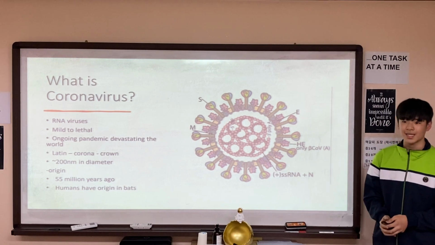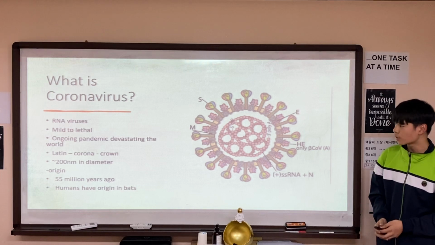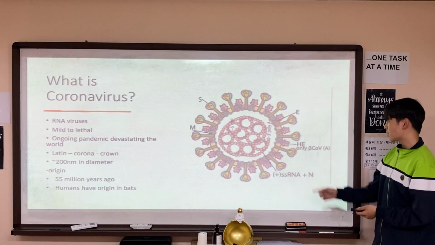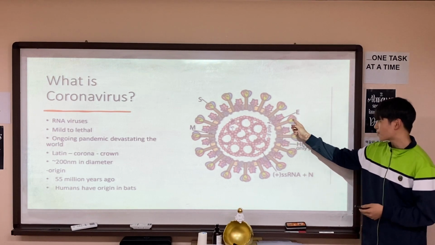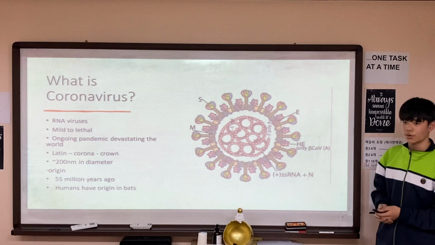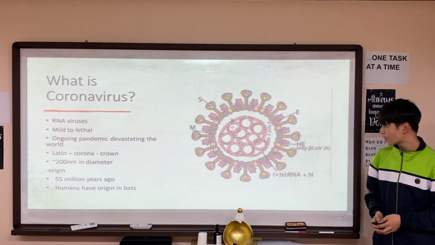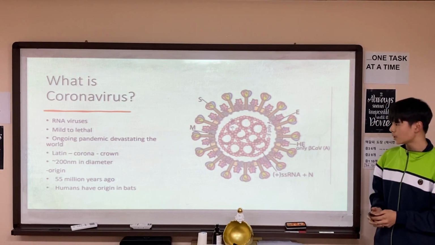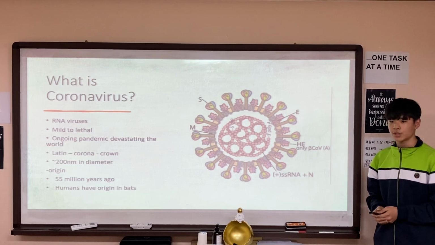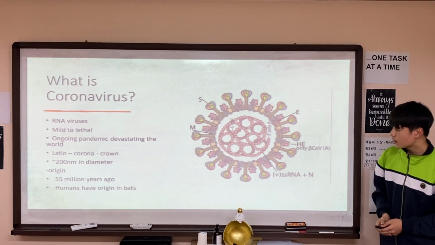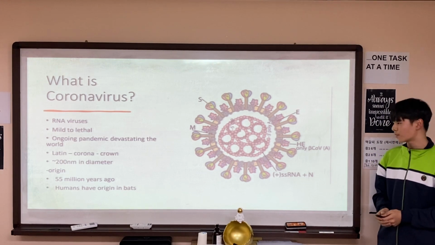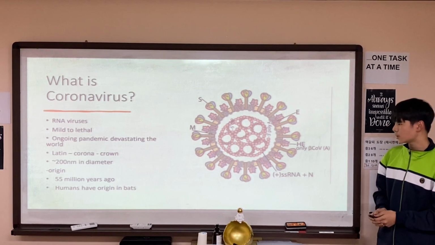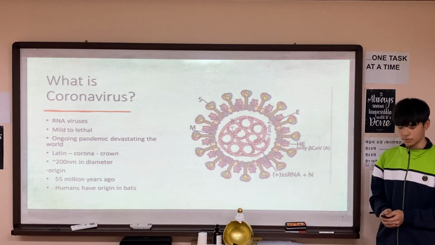As for the etymology of coronavirus, the word corona comes from Latin, meaning wreath or crown. So as you can see in this diagram, the thing that sticks out of this coronavirus particle resembles a crown, so they named it coronavirus. The size of the coronavirus particle is approximately between 80 to 120 nanometer, but in certain cases it can go up to 200 nanometer in diameter. The origin of coronavirus is still controversial, but most scientists believe that the first coronavirus occurred 55 million years ago.